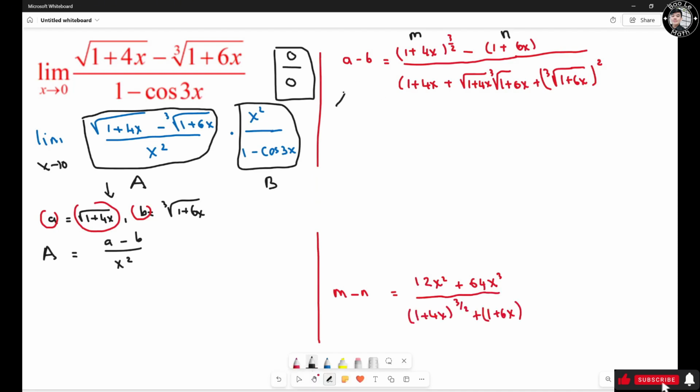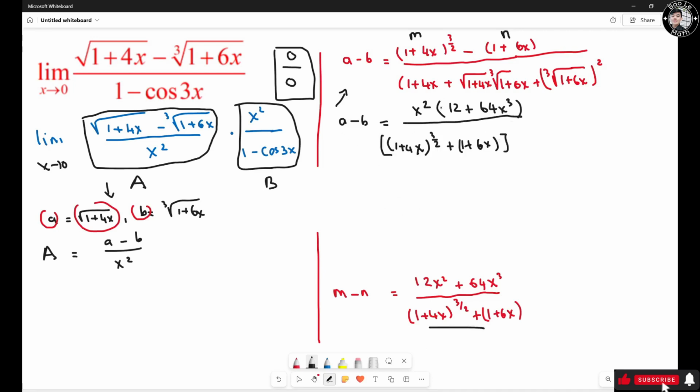Alright, I'm gonna go back over here. So a minus b becomes m minus n. This is gonna be right here, right? So I'm gonna factor s squared out, right? So I have s squared times 12 plus 64s divided by this one right here. I just rewrite, right? Alright, so the whole thing right here is actually m minus n, right? And don't forget to copy the bottom one right here, right?